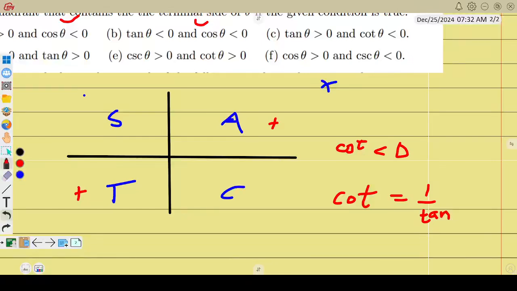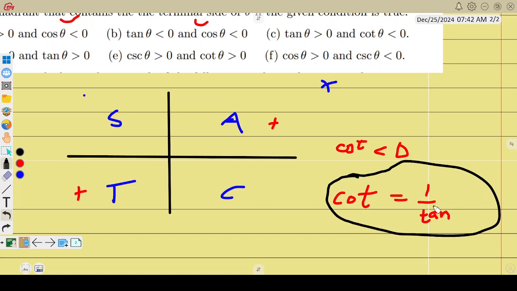Okay, so for this one, you simply get to check. You know this relationship: cot is 1 over tan. So it simply means the sign for cot is the same as the sign for tan. I shouldn't lose you here. The sign for cot is the same as the sign for tan, because cot is simply 1 over tan.